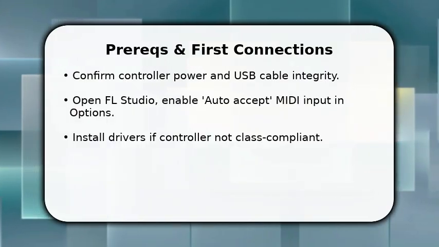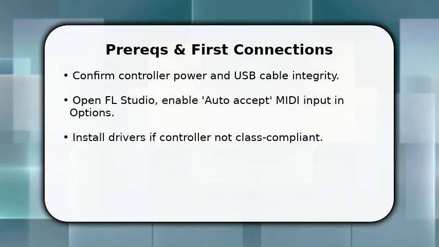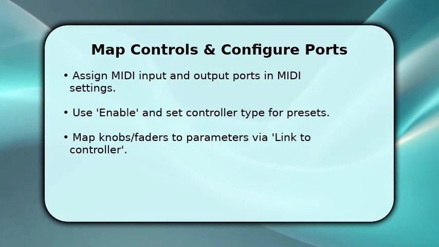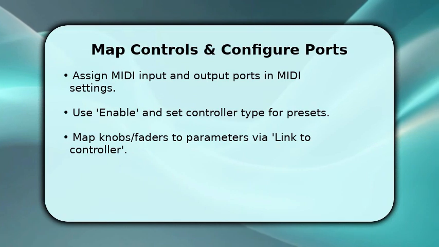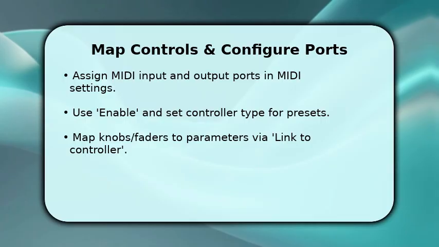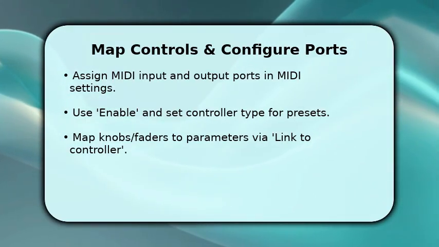Make sure to enable the device as a MIDI input and select Generic Controller or the specific name so signals route into the program. Now you map controls. Choose the MIDI input port number and output if needed, then enable the device. Once enabled, pick the controller type to access presets or leave it as generic for manual mapping.